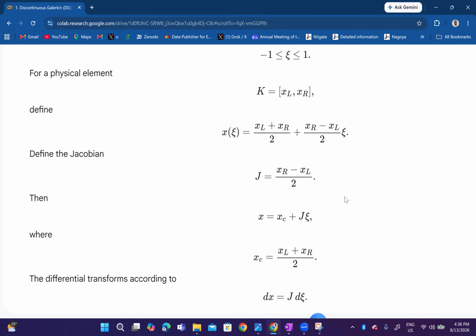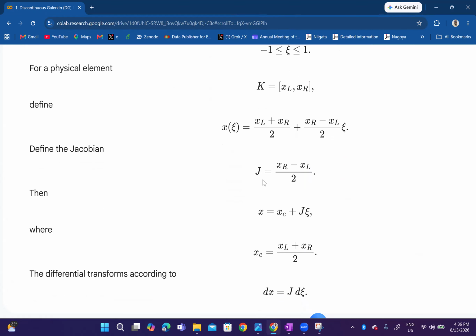If you then define the Jacobian, J is xr minus xl over 2. That's dx d psi. So this will go and this will remain. Then we can say x is xc plus J psi, where xc is xl plus xr divided by 2. So this is our xc here.